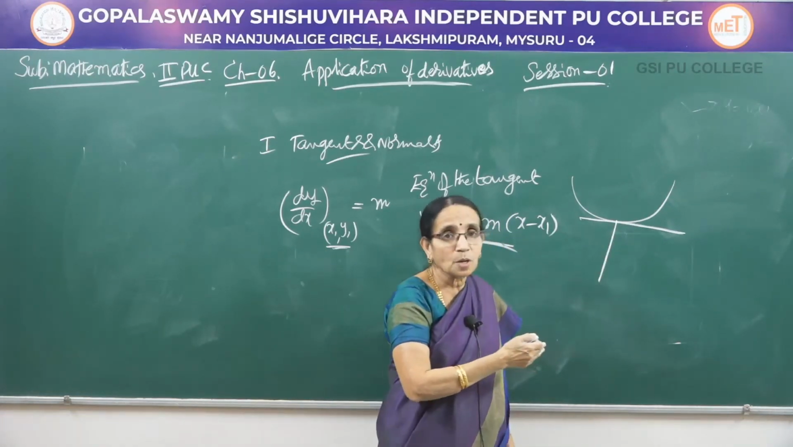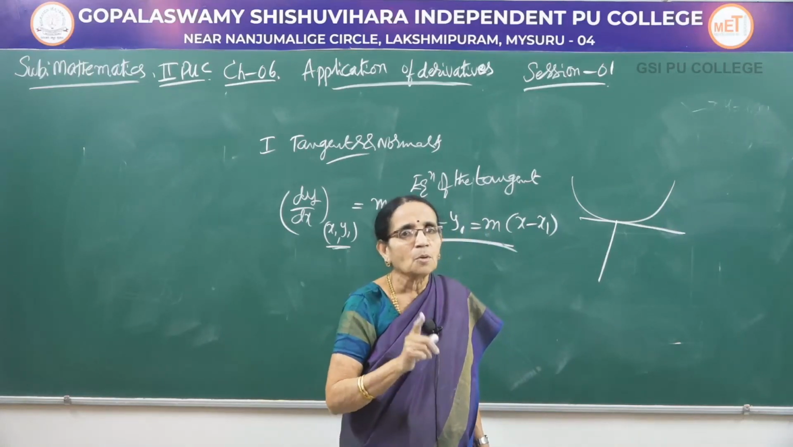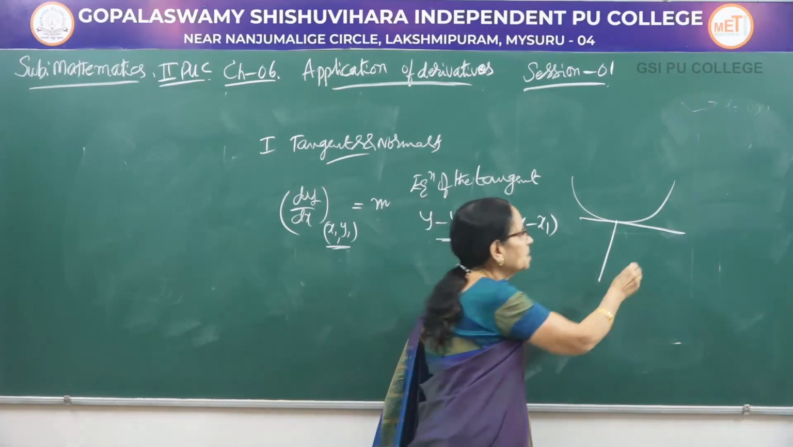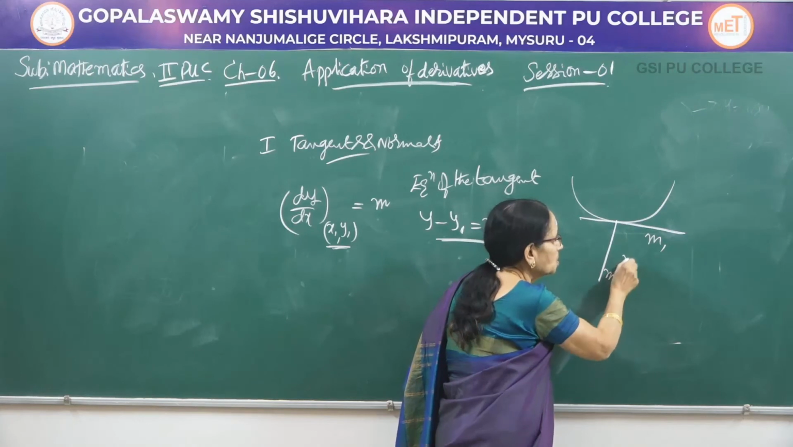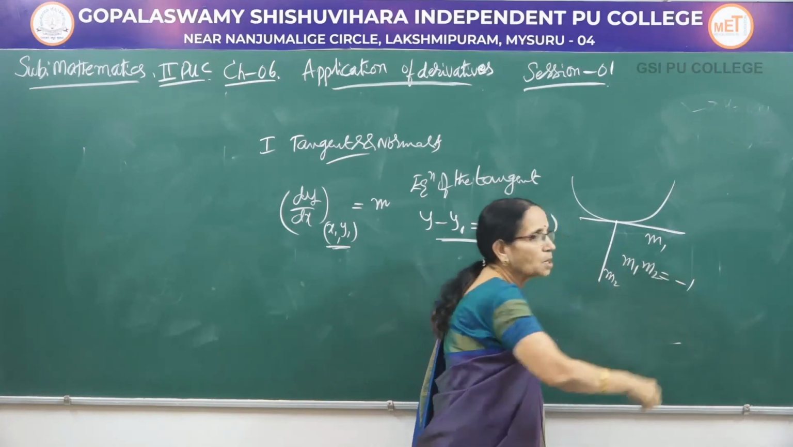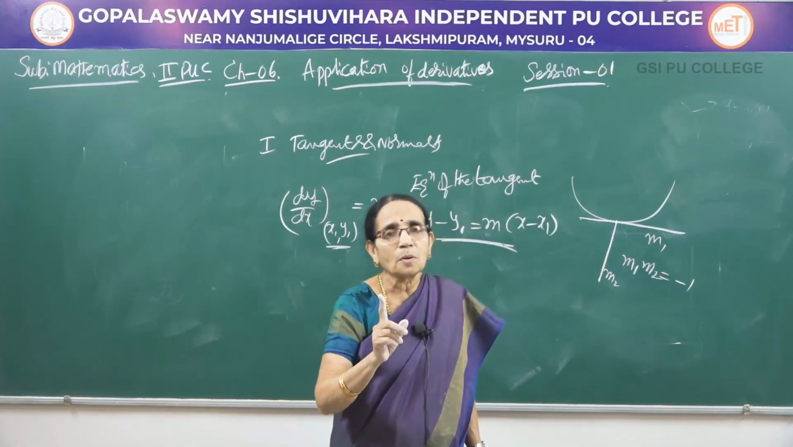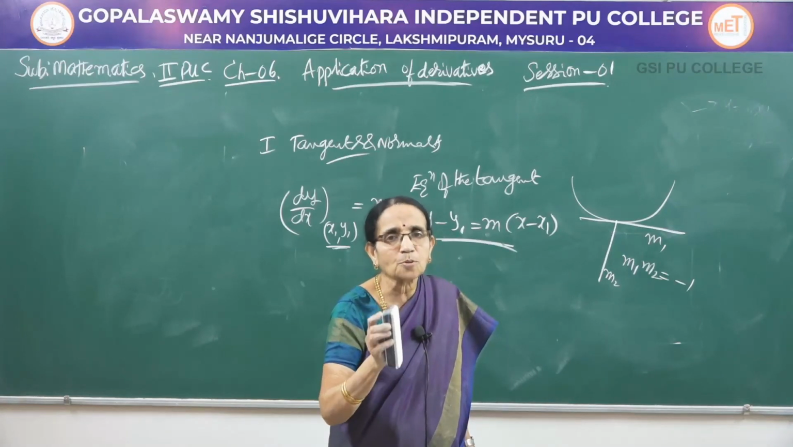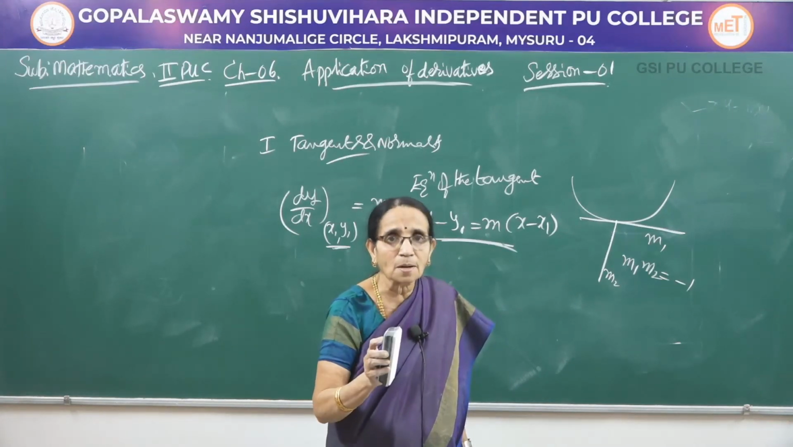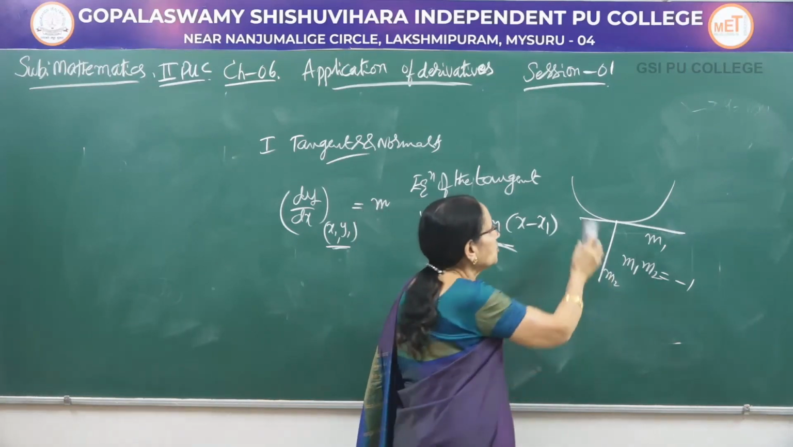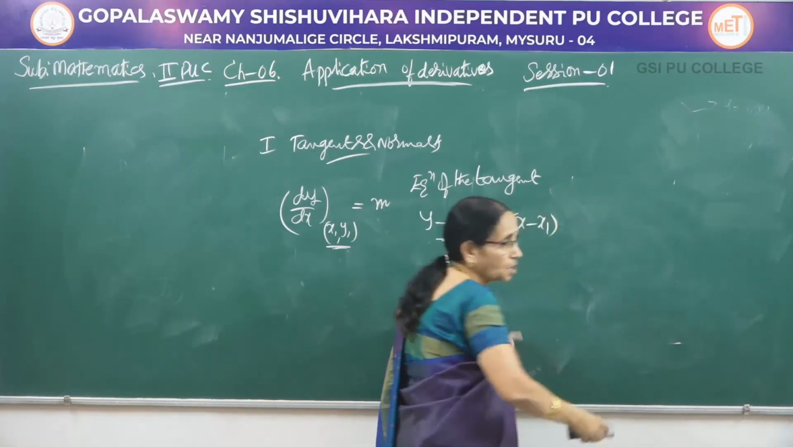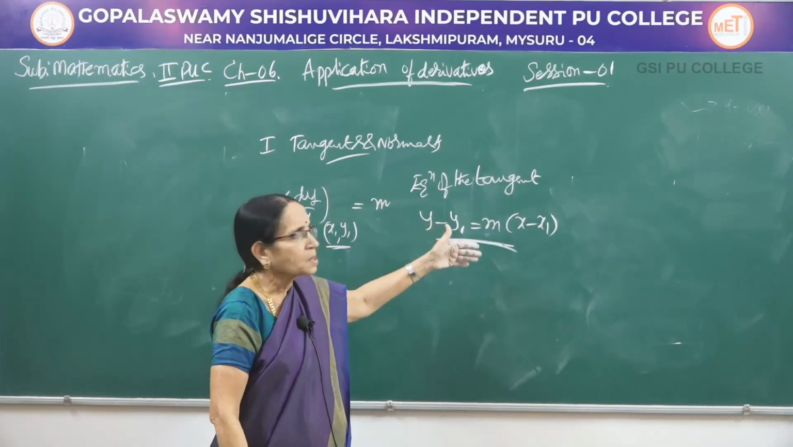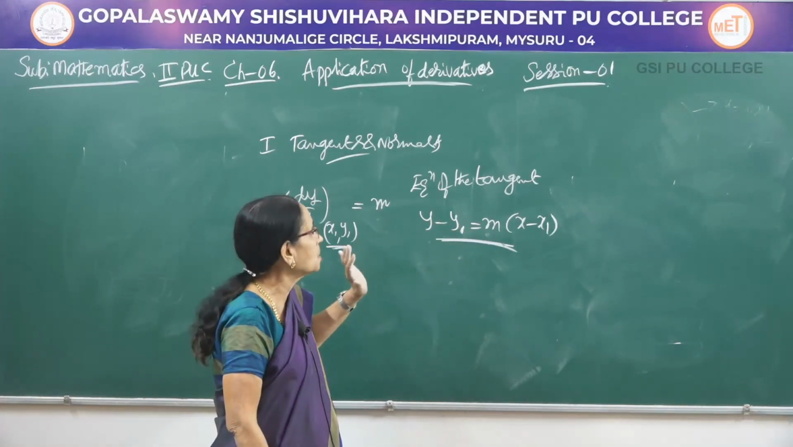And again, we know that when two lines are perpendicular, what is the condition? The product of their slopes should be equal to -1. When this is m1, this is m2, then m1 into m2 should be equal to -1. That is the condition for two perpendicular lines, isn't it? If they are parallel, their slopes are equal. All this information we have studied in first year PUC, because the problems I am going to work out are connected with analytical geometry. So, you should remember all those things.